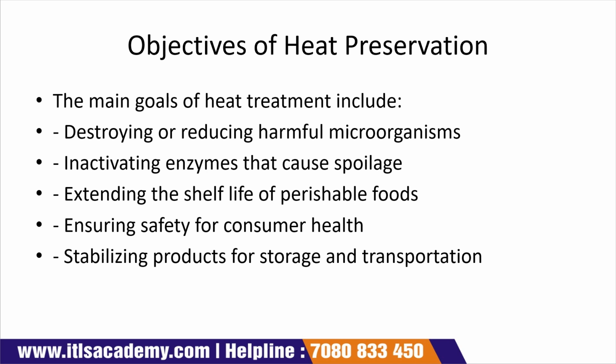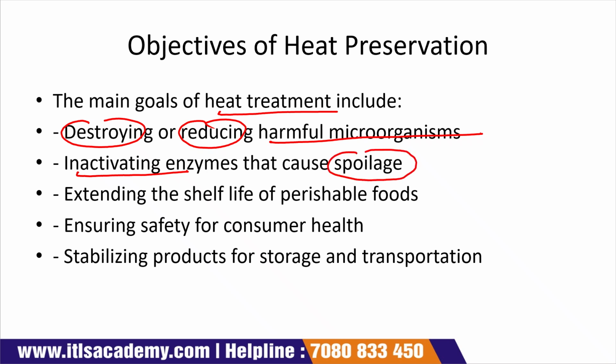Now, what is the main objective of heat preservation? The main goal of heat treatment is destroying or reducing harmful microorganisms. We all know that microorganisms are of two types: beneficial microorganisms and harmful microorganisms. So, when we apply heat for the preservation of the food product, we destroy the harmful microorganisms or reduce their quantity, and also inactivate the enzymes responsible for food spoilage, and extend the shelf life of perishable foods.